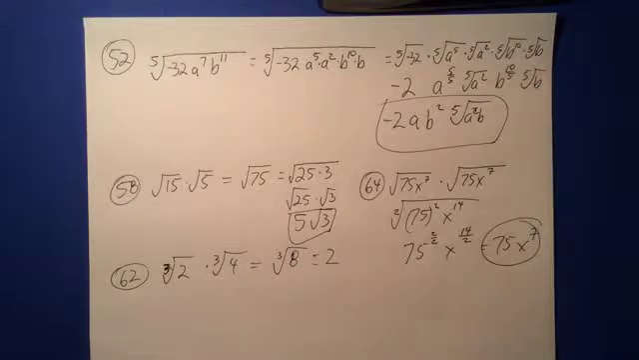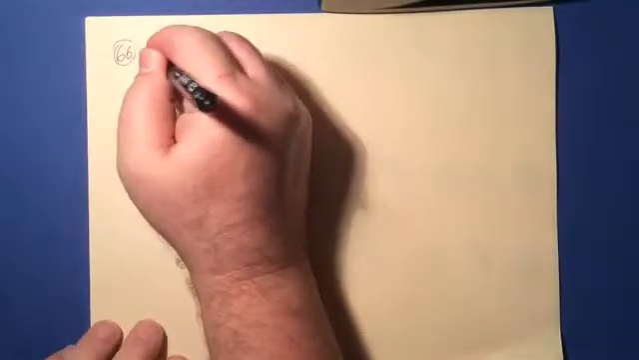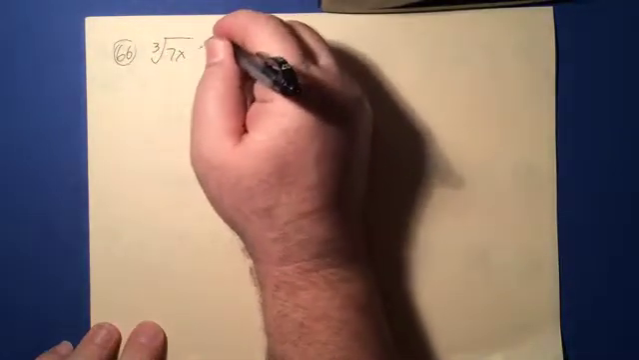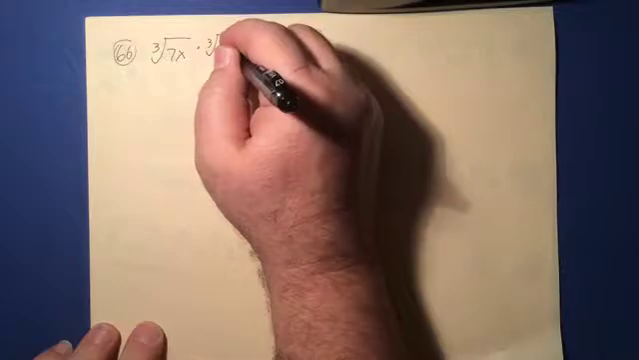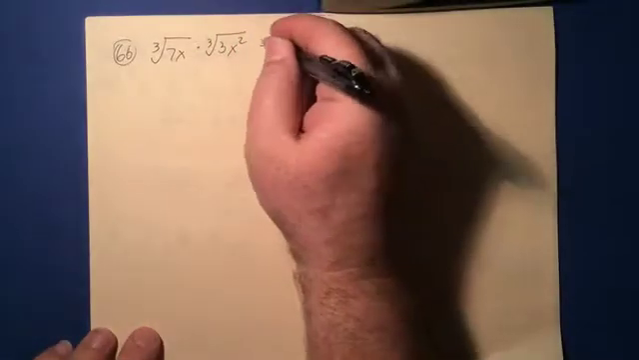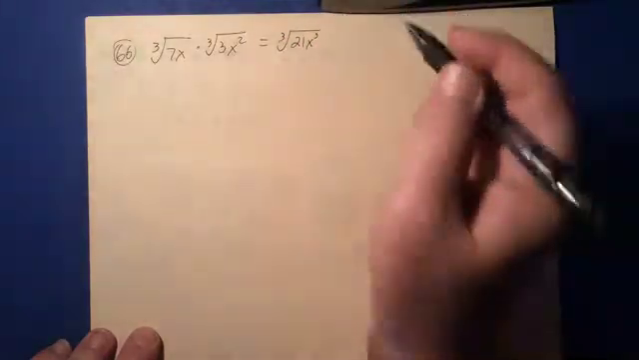But most of these are usually not quite so neat, as we'll see in a moment, coming up with 66. So in 66, we have the cube root of 7x times the cube root of 3x squared. Well, I'm going to go ahead and multiply everything together. I'll have the cube root of 21x to the third.